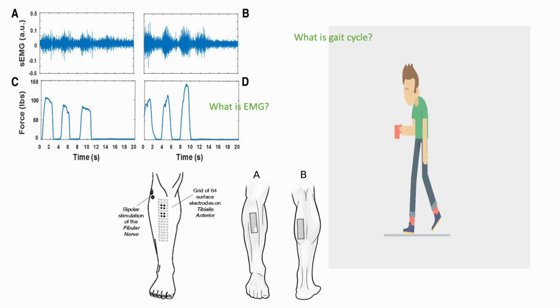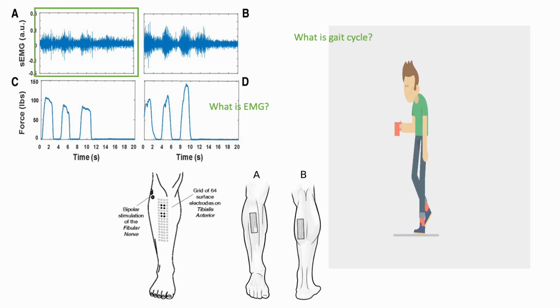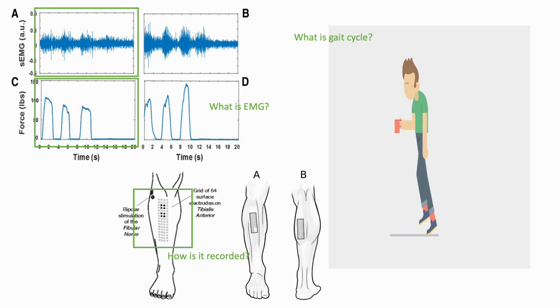EMG is electromyographic signal produced by skeletal muscle in response to nerve stimulations. Analyzing this signal can help us to know more about the force that is produced by that muscle. As we can see over here, this represents the EMG signal recorded with a surface electrode placed on the skin, and below is the force produced by the muscle to trigger the action. This recording of EMG can be done with either a surface electrode or a needle electrode. Surface electrode is placed on the muscle where we want the recording to happen.